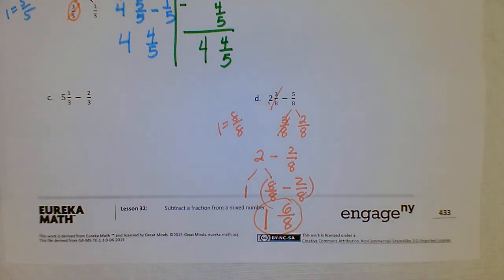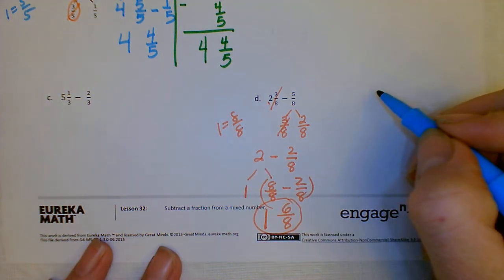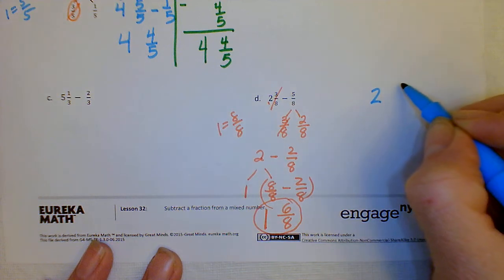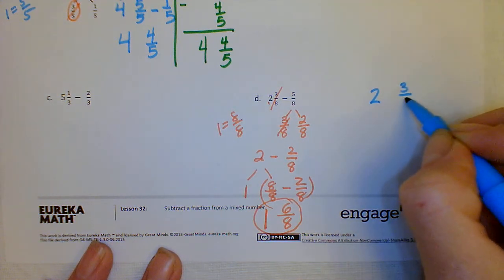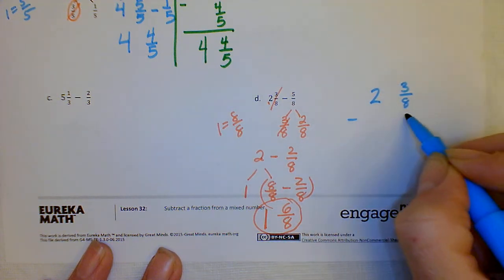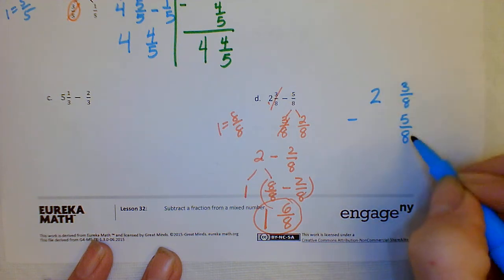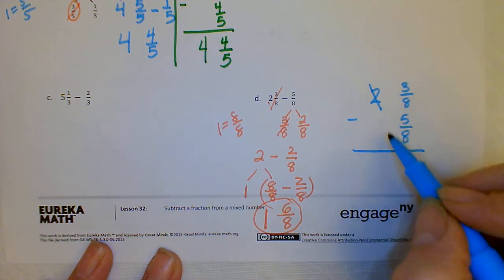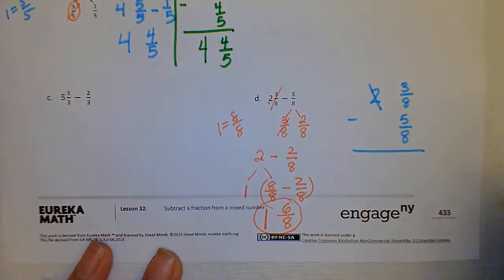So now let's do that the other way. Let's do it the vertical way. So again, I'm going to start with 2 and 3/8, and I'm going to subtract 5/8 from that. But again, 3 is not enough to subtract 5. So 2 is going to be a friend and is going to regroup and is going to send something over.